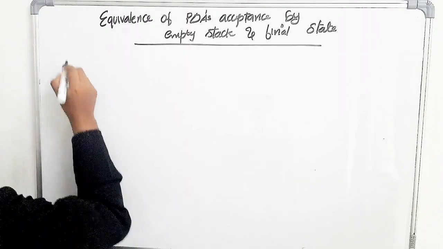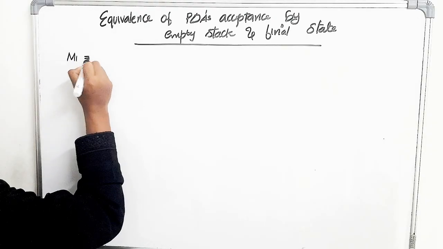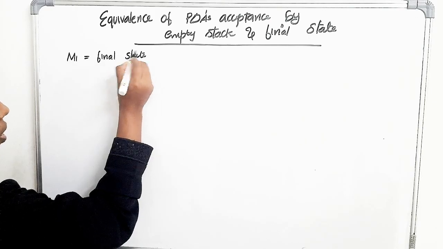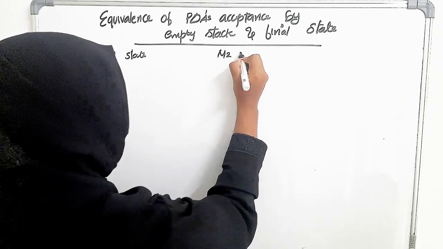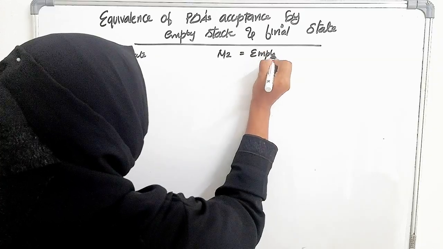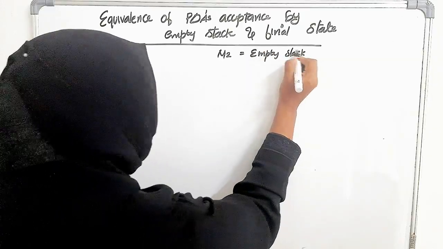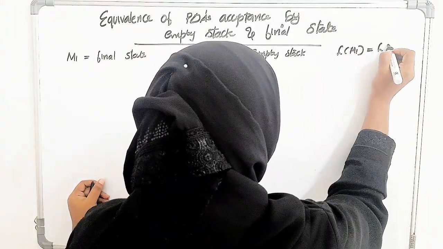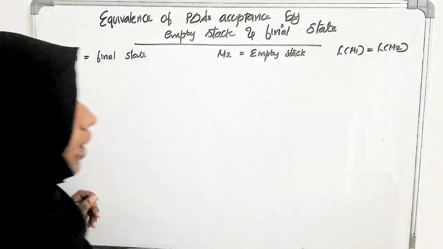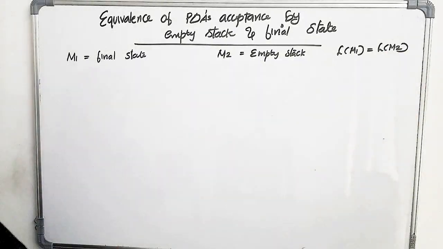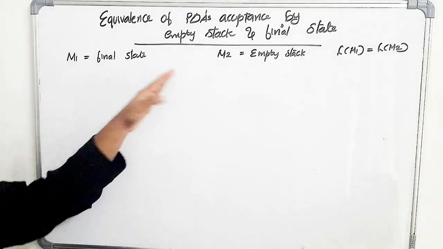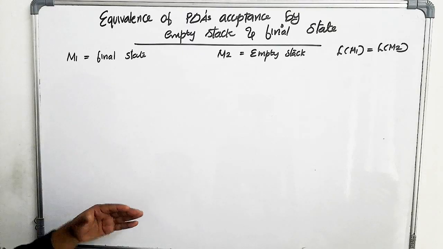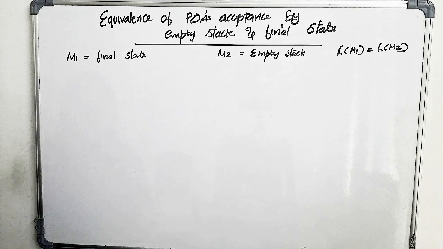That means if M1 is a PDA which accepts strings by final state, and M2 is a PDA which accepts strings by empty stack, what we need to prove is that any language that is accepted by M1 can be accepted by M2 also. That is, languages accepted by M1 can be accepted by M2 also, wherein M1 accepts by final state and M2 accepts by empty stack. So that is the proof that we are trying to do here. So yeah, we will see.